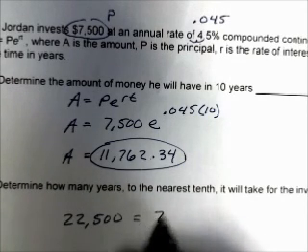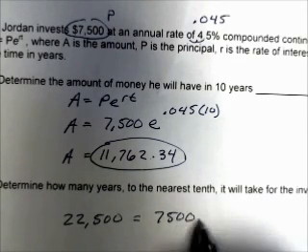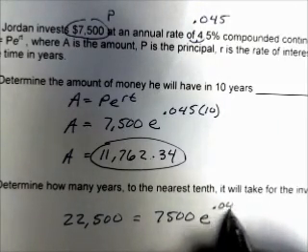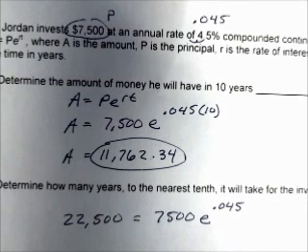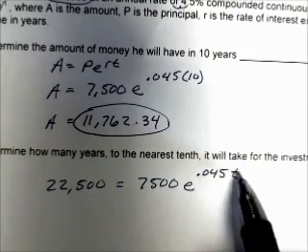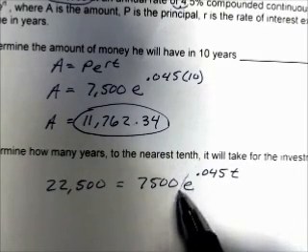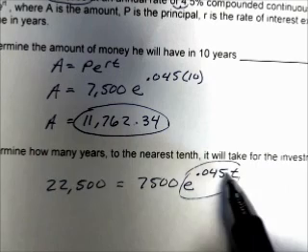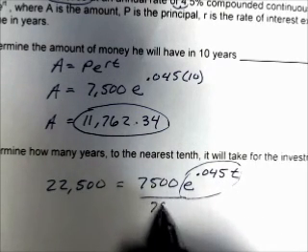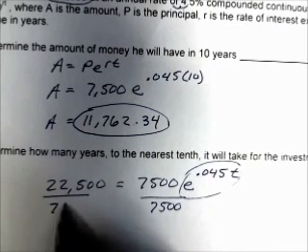Our initial value is still the $7,500. e to the interest rate is 0.045. And here we're finding the number of years, so we're finding t. T is our variable we're solving for. Since t is part of our exponent, we want to get our base and our exponent by themselves. So get rid of the 7,500, divide by 7,500.